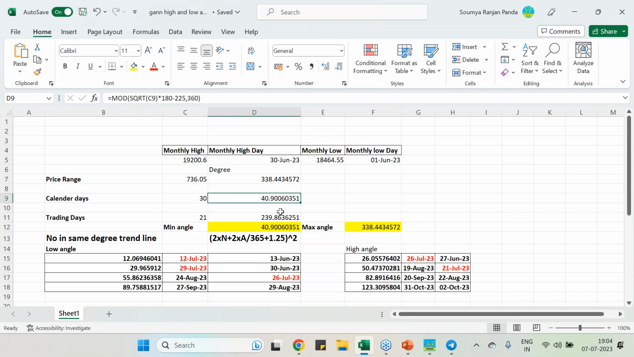So by this process, 736 is equal to 330 degrees, 30 is 40.90 degrees, 21 is equal to 239.86 degrees. So all degrees we got. After that we have to get the maximum degree and minimum degree. Of these, whichever is bigger and whichever is smaller, we take that. That is known as your high angle and low angle. So highest is high angle, lowest is low angle.